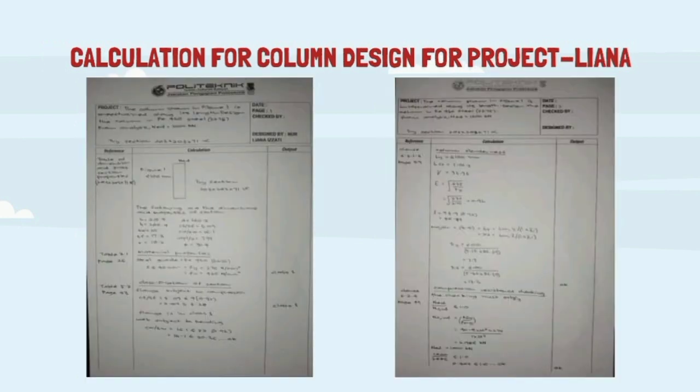Column calculations project. The column shown in Figure 1 is unrestrained along its length. Design the column in FE430 steel S275. From analysis, NED equals 1000 kN. Try section 203 x 203 x 71 UC.